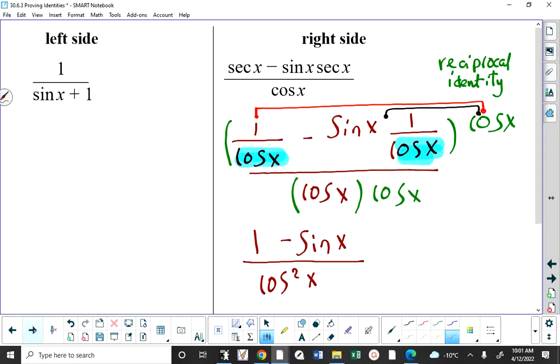Any questions there? Yeah. How come, before you multiply top and bottom by cos x, you don't just say that, well, sine x times 1 over cos x is just sine over cos x? And then if you have 1 subtract sine x, because they're both over cos x on the top, you have negative sine over cos x.